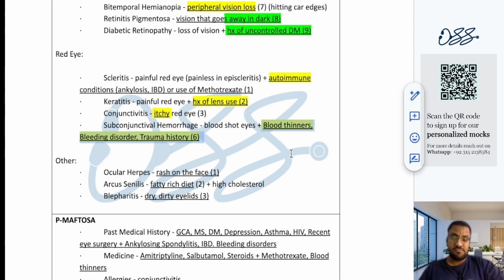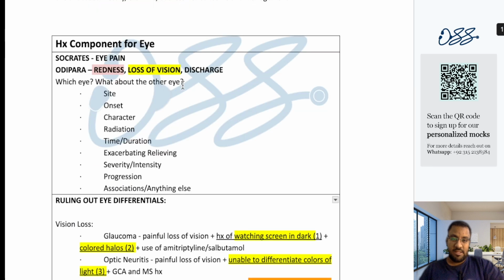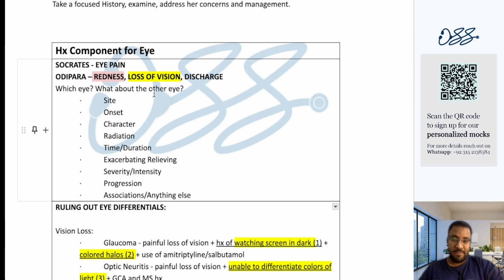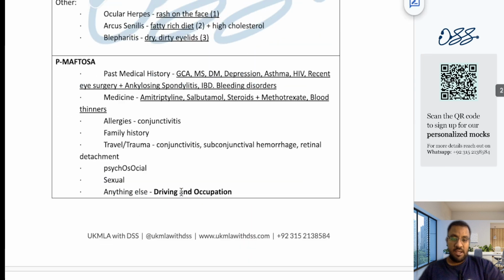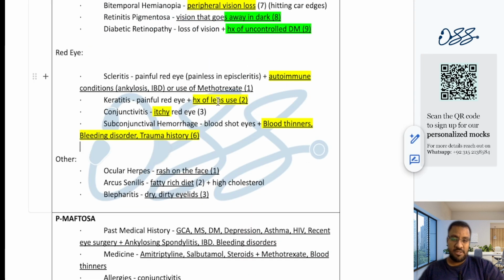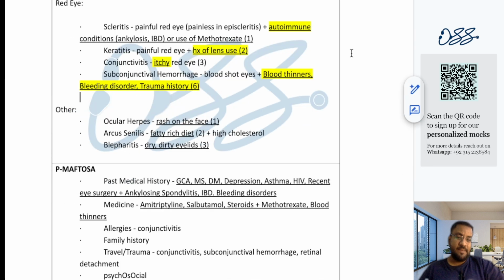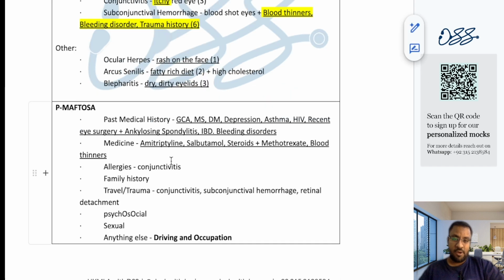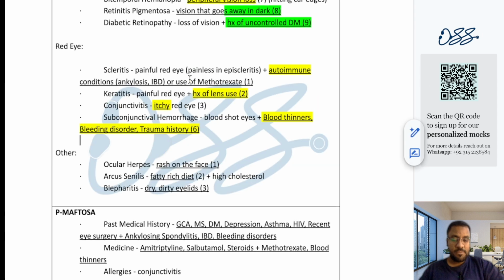So in the red eye cases, after you're done with asking about the other differentials, like other symptoms like eye pain, loss of vision, and discharge, you're going to ask about autoimmune, use of lens, itchy, and if you're not able to find anything amongst these things, then ask about blood thinner medications, bleeding disorders, and any history of trauma. And it's completely up to you. You may ask these questions over here as well, or later on in the PMHx as well. That is completely your choice.